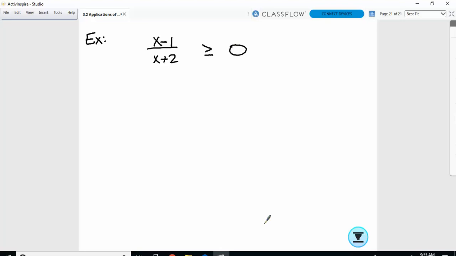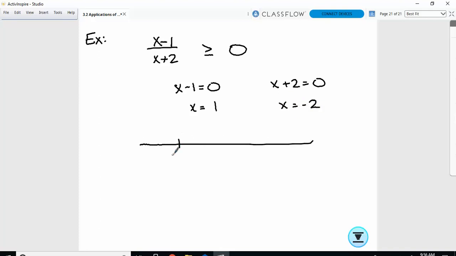Do I have to do anything special to start this problem? No, it's already set up, fraction on one side, 0 on the other, so where do we begin? Find out what x can't be. You should just do the top and bottom equal to 0. So we get positive 1 and negative 2.